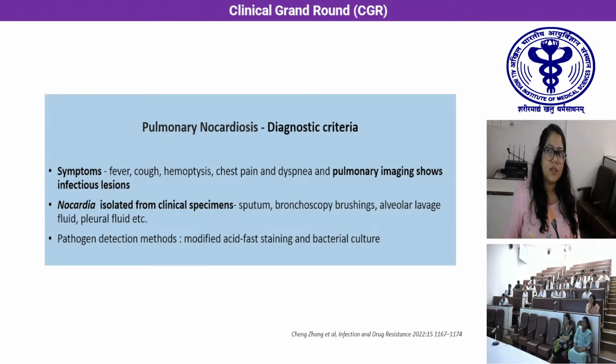And we detect the pathogen in the laboratory based on modified acid fast staining, KOH calcofluor white mount, or bacterial culture.